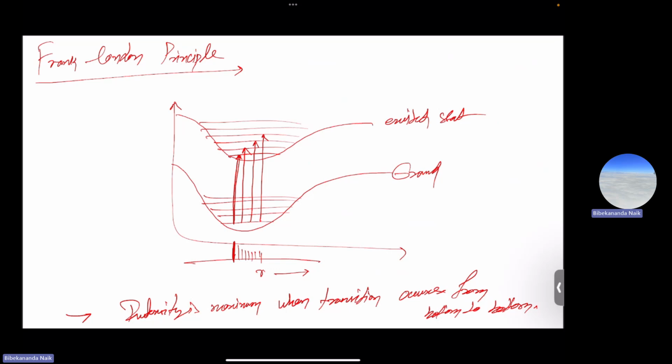Another most important thing is, it also says that the electronic transition occurs so rapidly that there is no change in interatomic distance. That is, the time scale of the electron transition is so rapid in comparison to the change in interatomic distance. So the interatomic distance remains fixed, or remains constant, during the electronic transition in a molecule.